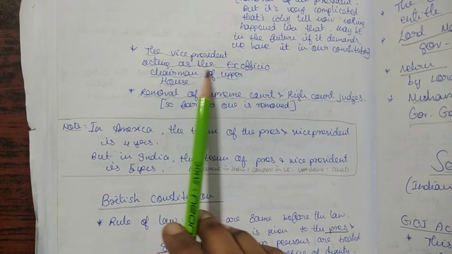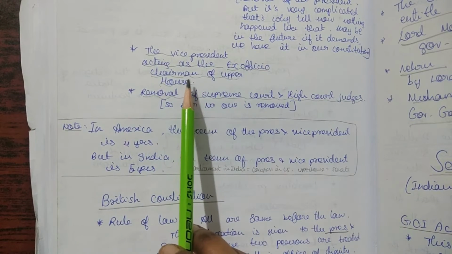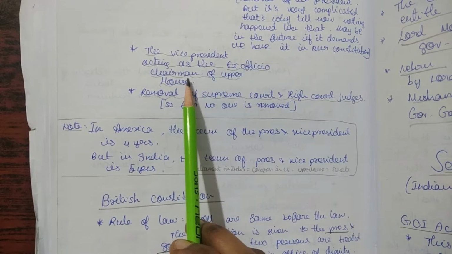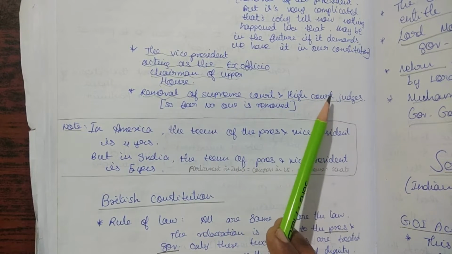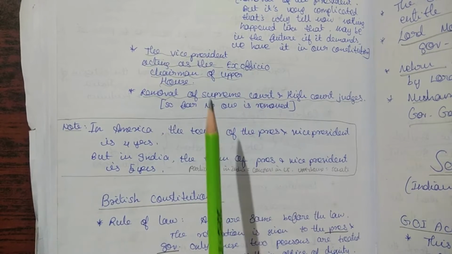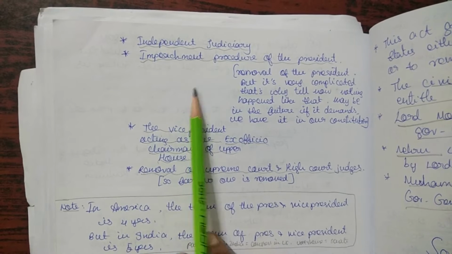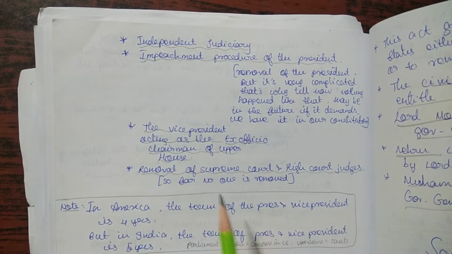The Vice President acting as the ex officio chairman of the upper house, this concept we have also borrowed from the US Constitution. Removal of Supreme Court and High Court judges. So far no one has been removed. So the impeachment procedure of the president, that is removal of the president, as well as removal of Supreme Court and High Court judges, all we have borrowed from the US Constitution.